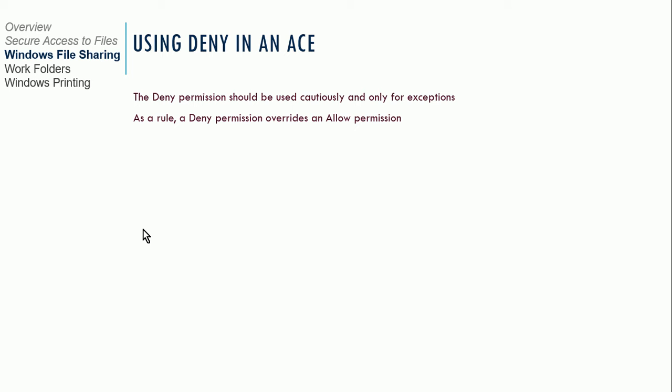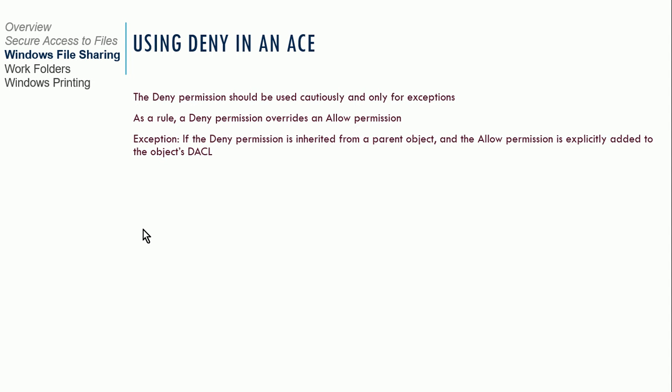As a rule, a deny permission overrides an allow permission. So that's normally how it works. If you both allow and deny, the deny will always override the allow permission in Windows with file sharing. However, there is an exception: if the deny permission is inherited from a parent object and the allow permission is explicitly added to an object's DACL, then it's going to allow access to that object.